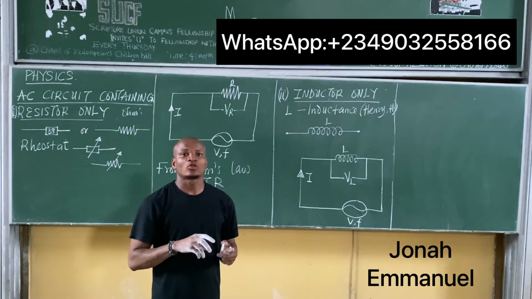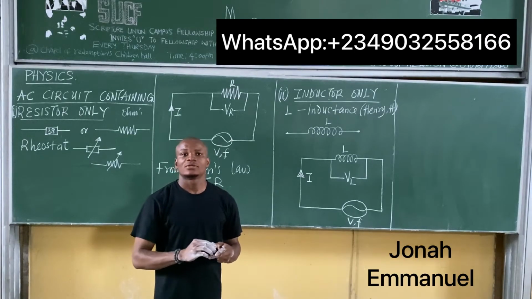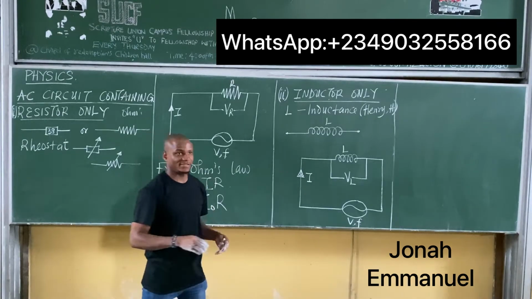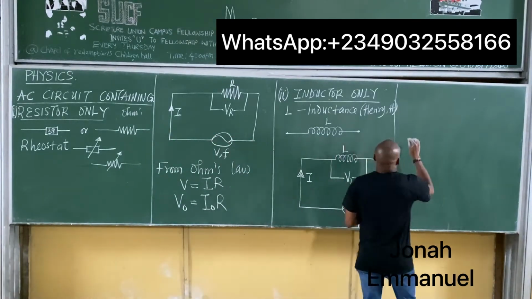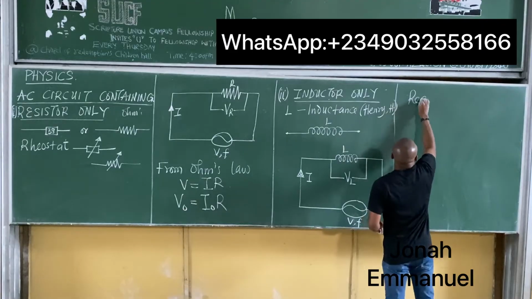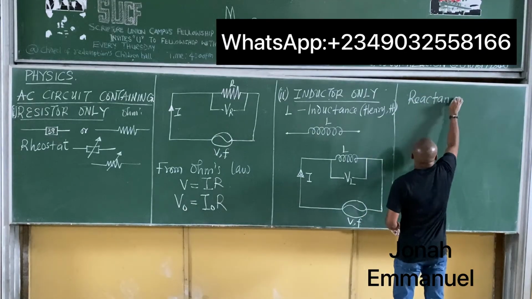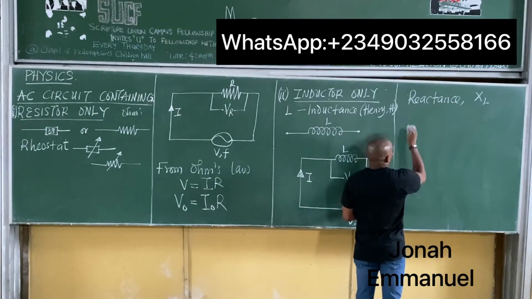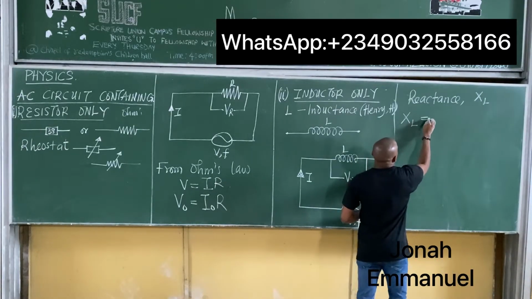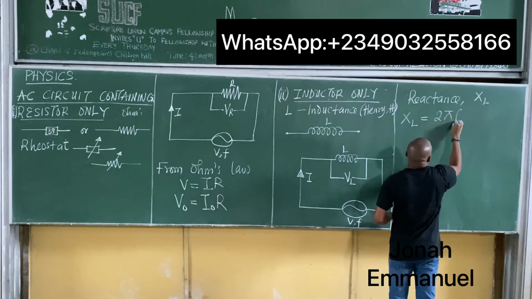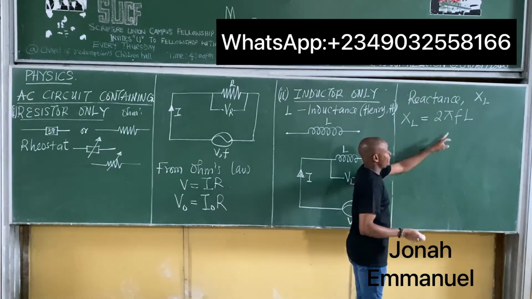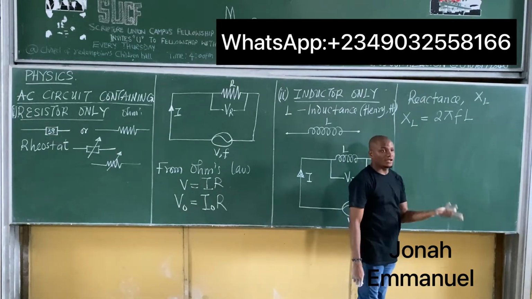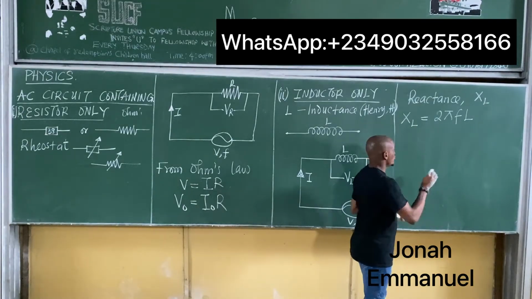The opposition to the flow of current in an inductor circuit is called reactance, given by XL. Mathematically, XL is equal to 2 pi fL, where f is the frequency in hertz and L is the inductance in Henry.